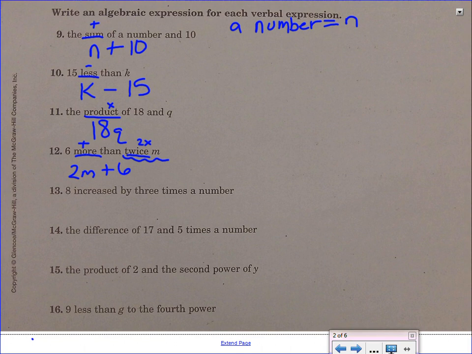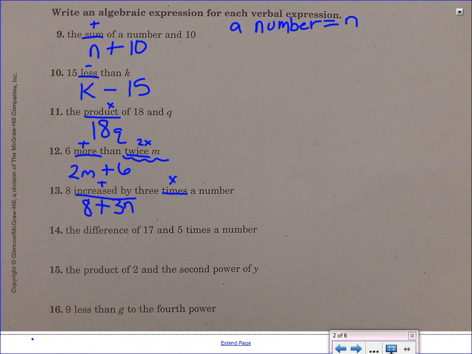The next one, 8 increased by, is going to mean addition. 3 times a number, times is going to mean multiplication. So 8 increased by is 8 plus 3 times a number, n. So 3n, 3 times n. I don't have to put the multiplication in between.